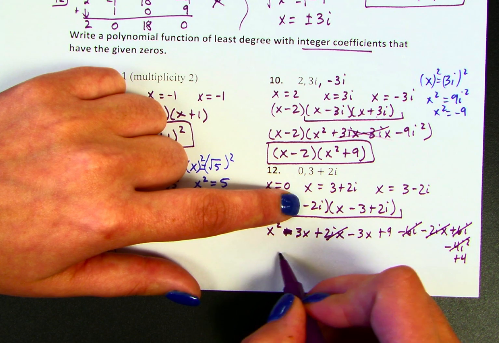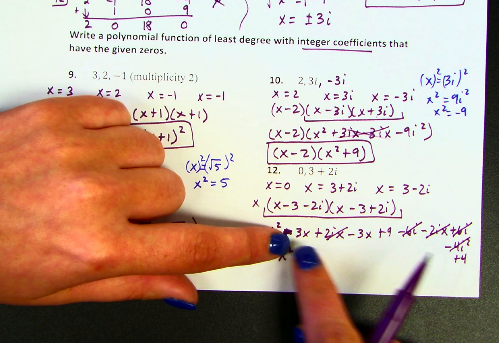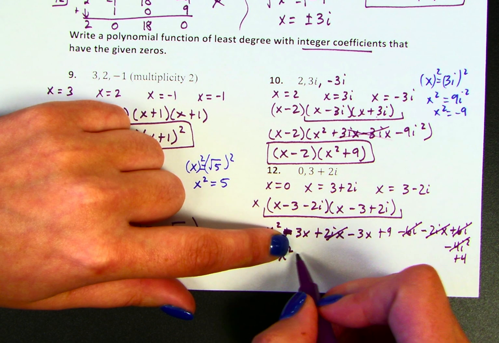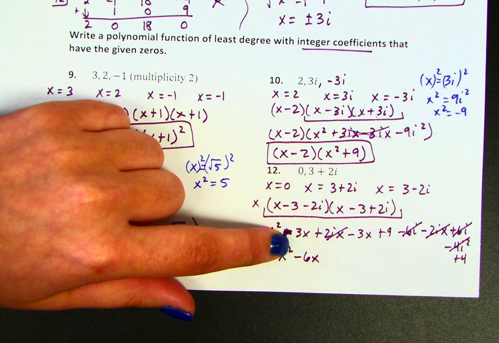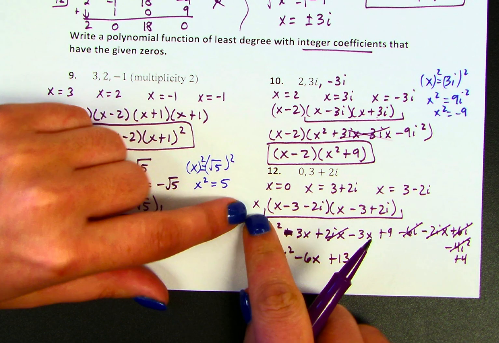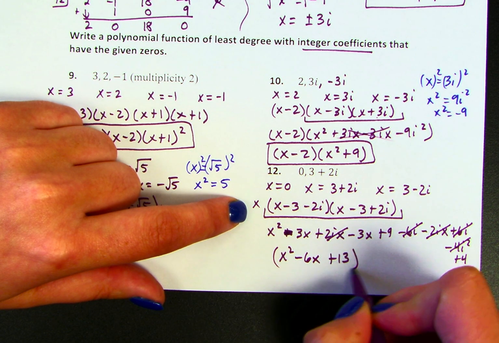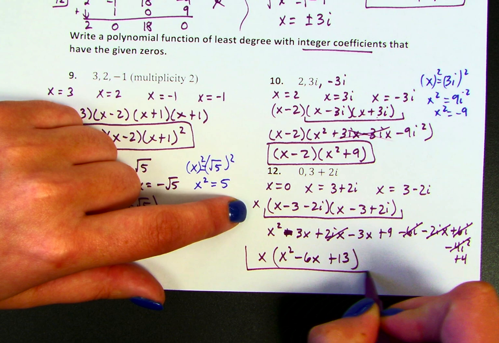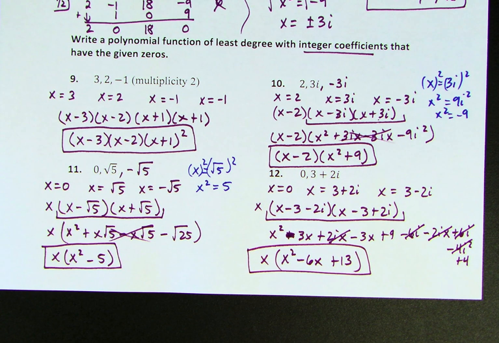So now if I combine, I will have x squared, and then a negative 3x and a negative 3x is a negative 6x. And 9 plus 4 is 13. And then that x just gets brought down in front of it. So this would be my final answer, which is in factored form. Okay. And then that will also conclude this unit.